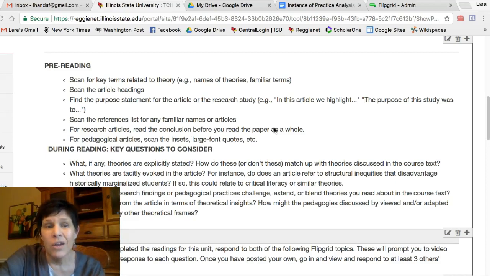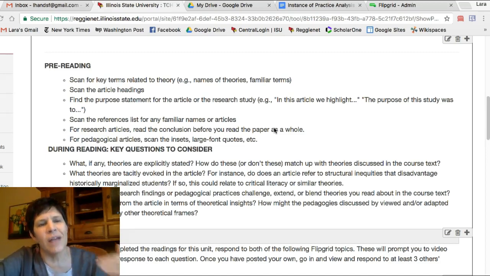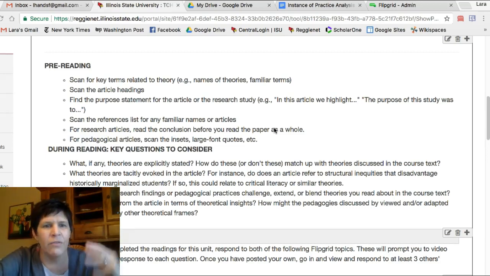You may just find words related to those theories, such as students' linguistic and cultural backgrounds, a concept that we often connect to sociocultural historical theory and sociolinguistic theory. So scanning for familiar terms. You can also scan the references list, see if there are names of theorists who were mentioned or who you read about in the first part of the course and in the first few chapters of the course text. For research articles, a strategy that I find really helpful is going in and reading the conclusion before I read the first part of the paper. It gives me some additional signposts.